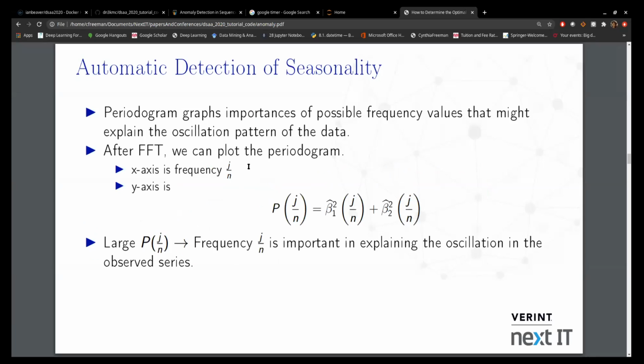And in the periodogram, the x-axis is those j over n frequencies, and the y-axis is P, which is the sum of those squared coefficients at frequency j over n. So the periodogram graphs a measure of the relative importance of possible frequency values that might explain the oscillation pattern. So if you have a very large value of P at frequency j over n, that indicates relatively more importance for that frequency j over n in explaining the oscillation in the observed series. And that's in essence what that R findfrequency is trying to do.